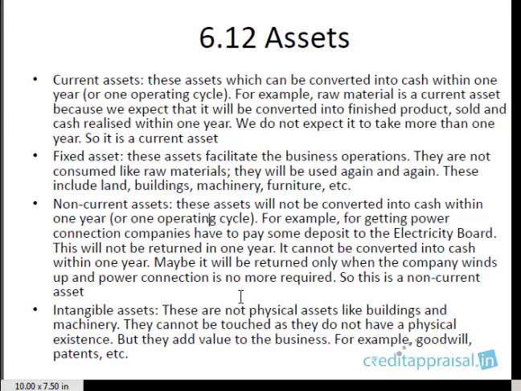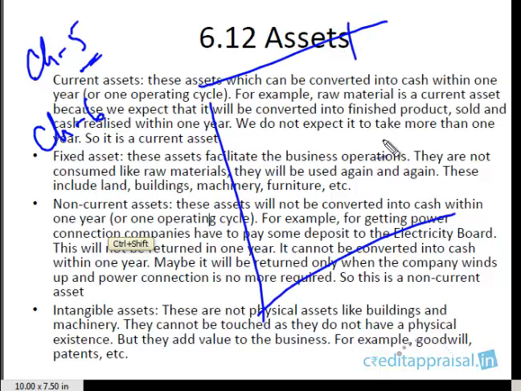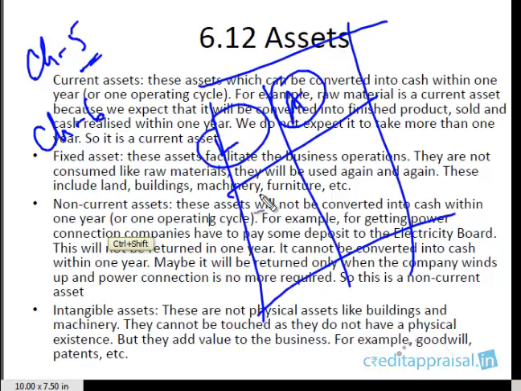Welcome back. We are now in segment 6.12, and in this segment we'll be discussing assets. In the previous 11 segments of chapter 6, we have discussed liabilities. Please recall, in chapter 5 we completed a discussion of all items appearing under the P&L account. In chapter 6 we started a discussion on balance sheet items. We started with the liabilities and finished all the items that appear under them.